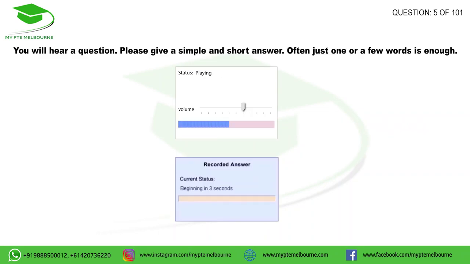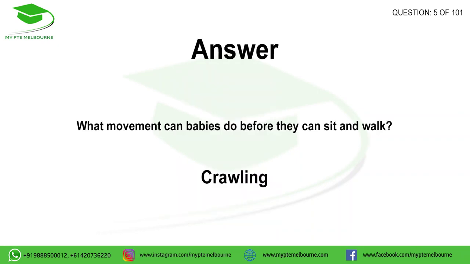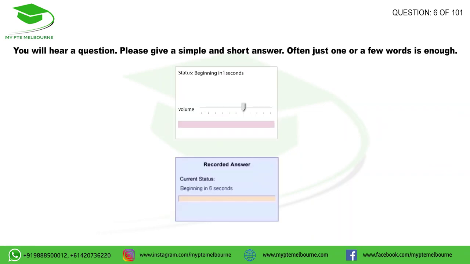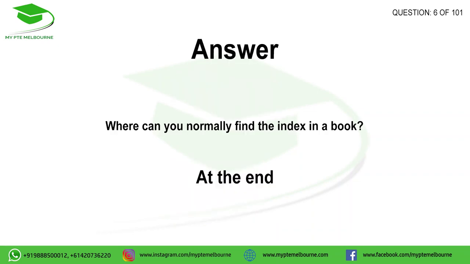What movement can babies do before they can sit and walk? Where can you normally find the index in a book?